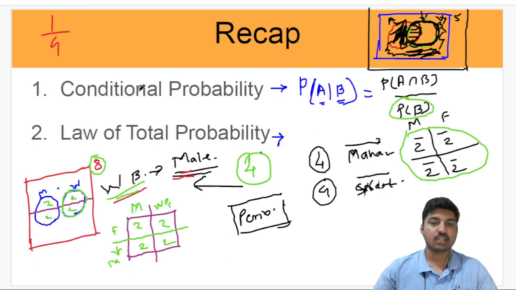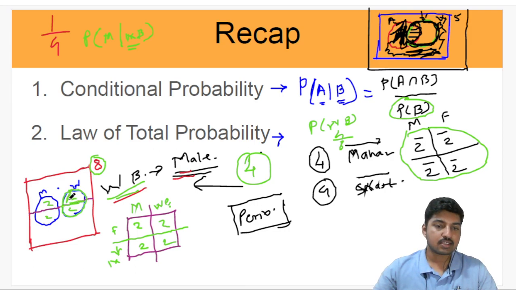What is my question? The probability that male, given West Bengal. So that is my B. So it becomes the probability of West Bengal, which is 4 by 8. Now what is the intersection? This is the part of the intersection: male and West Bengal. What is the probability of that section?